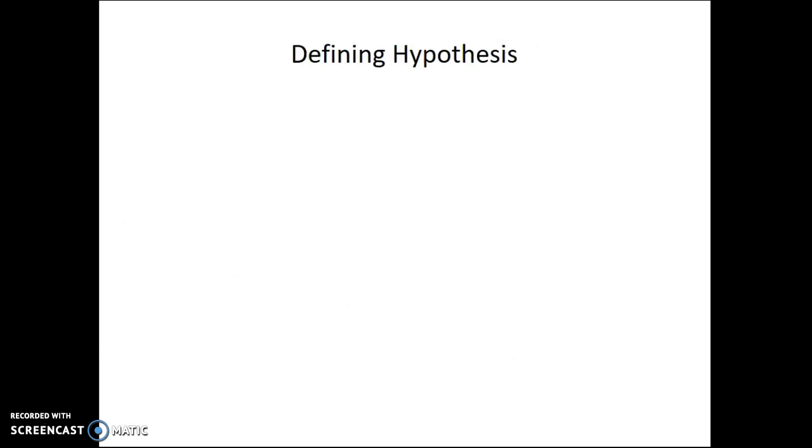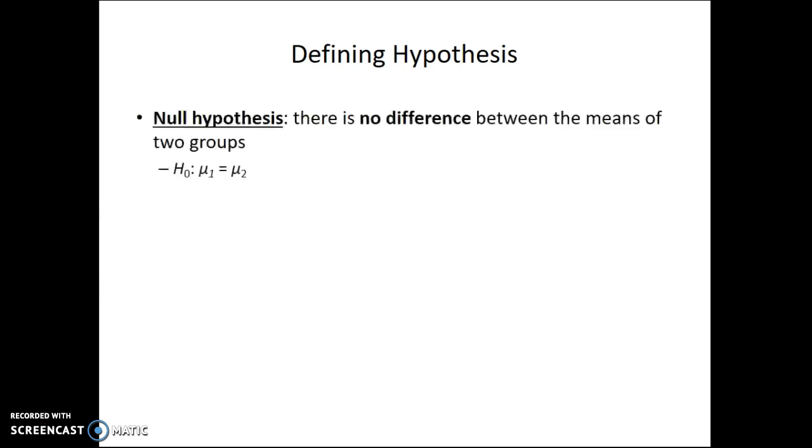So many of us probably know at least a baseline definition of hypothesis. This is a term that's very familiar to us in the sciences. We're going to differentiate, though, a couple of different types of hypotheses, and this will be important for you to understand. First of all is the null hypothesis.